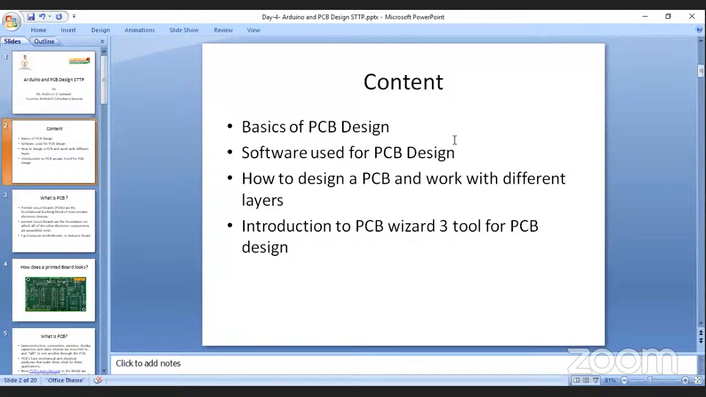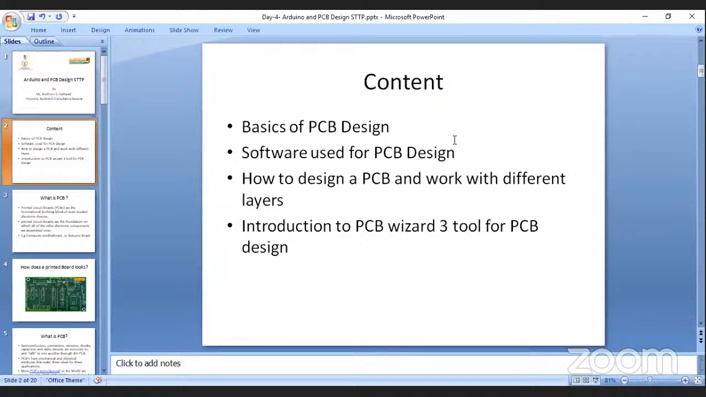So we will start our session for the day and try to understand what a PCB is, why we need a PCB, and what the different application areas are where PCBs play a very important role. That's what we are eager to learn, this PCB designing and everything, right?